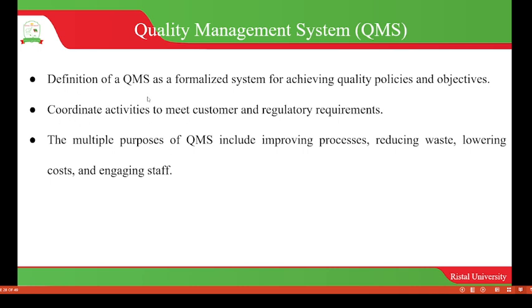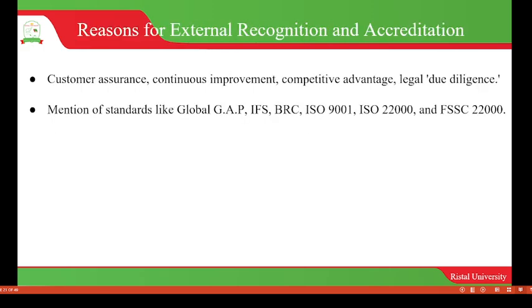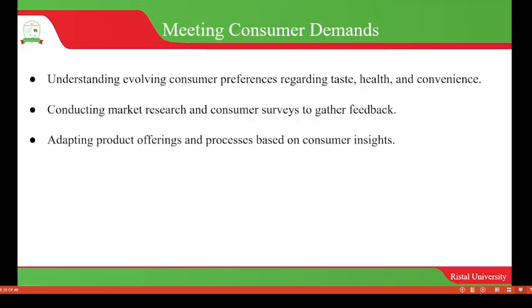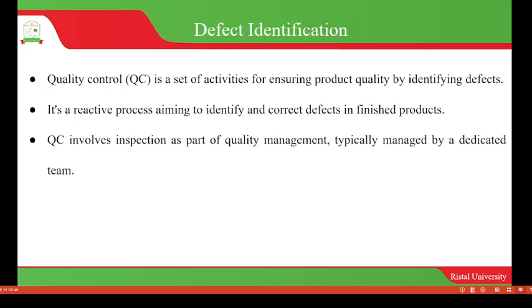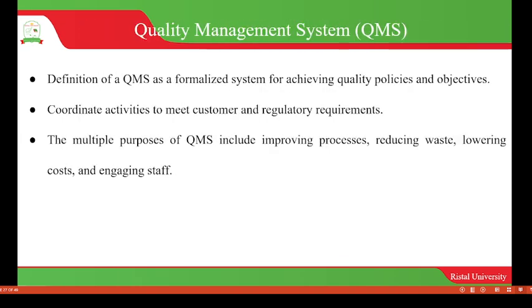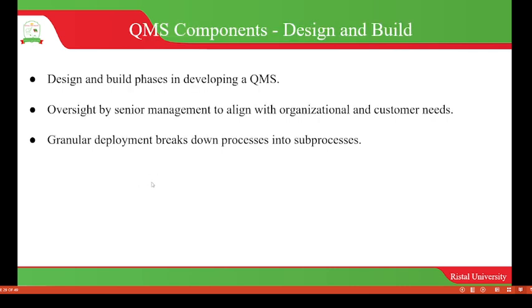Quality management system. We have already discussed quality management previously, and then also we discussed briefly the quality management system. So this quality management system is just a formal system for achieving quality policies and objectives. It coordinates activity to meet customer and regulatory requirements. The multiple purposes of this include improving processes, reducing waste, lowering costs, and engaging staff.